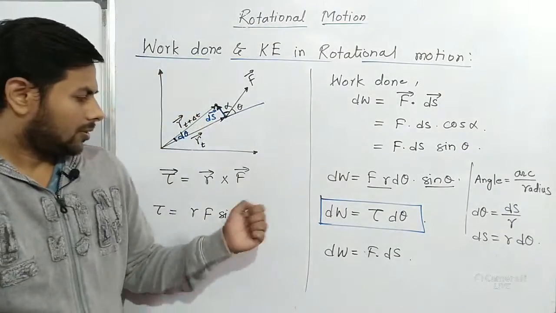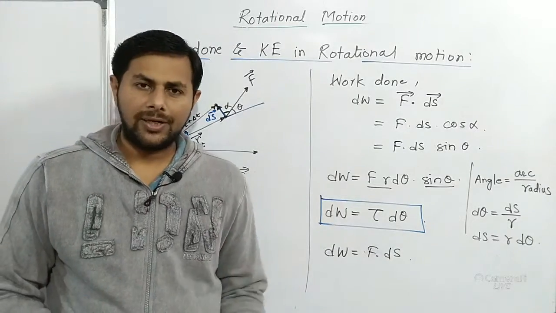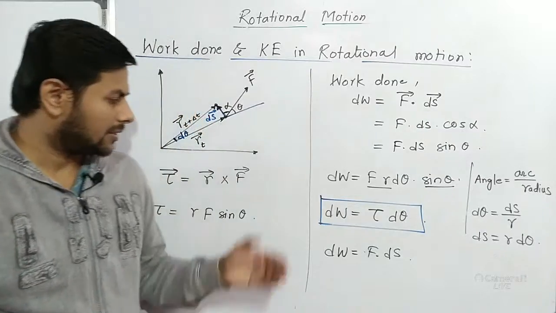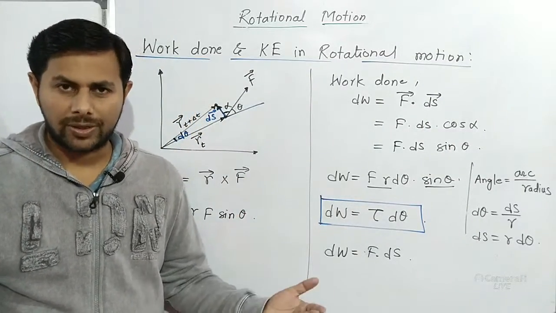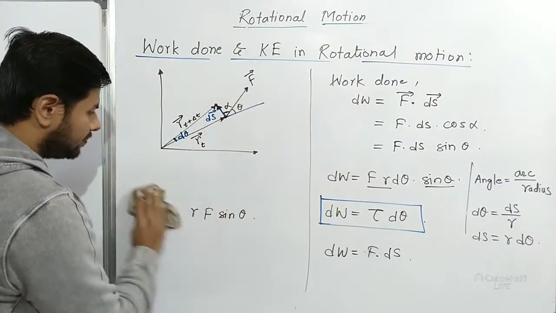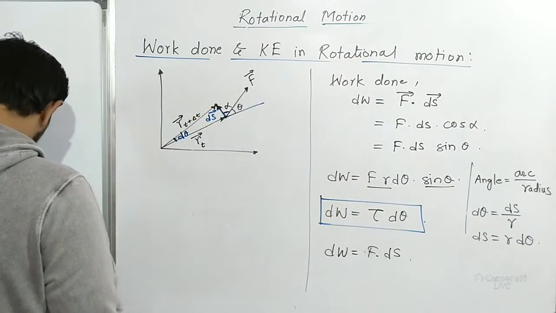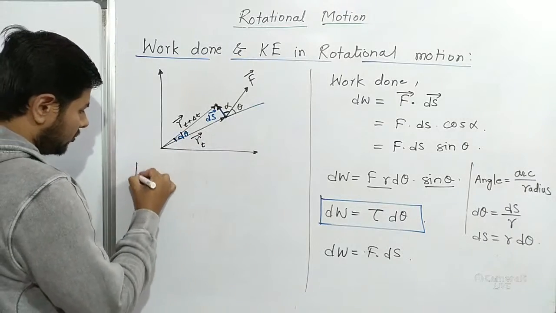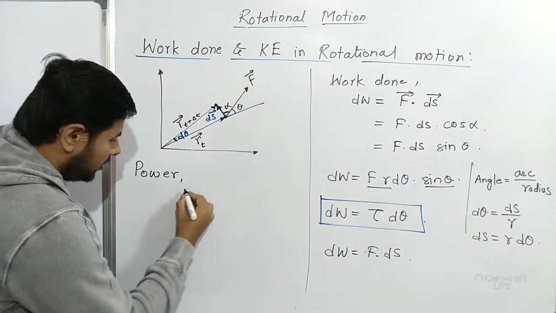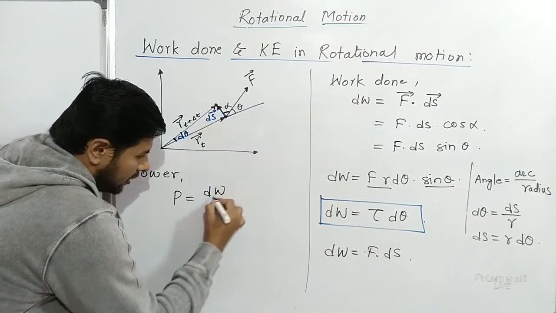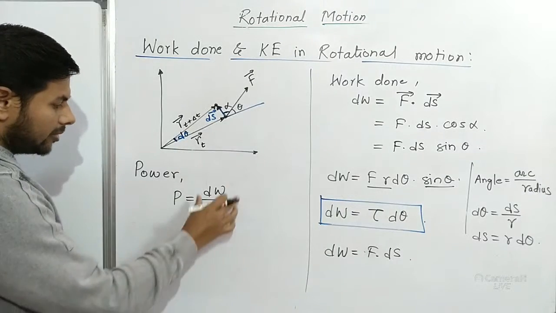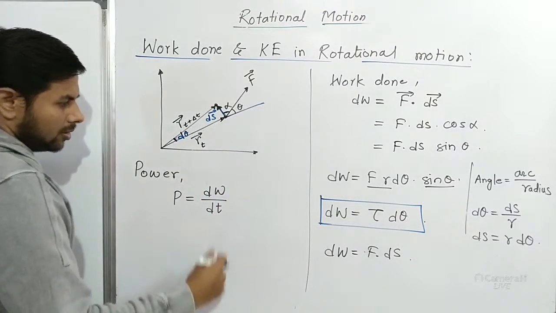So now we have defined power. In the chapter work, energy and power, we had defined power. Power is the rate of doing work. So here also I will define power. Power in case of rotational motion, the definition is the same, it is dW by dt, the rate of change of work with respect to time.